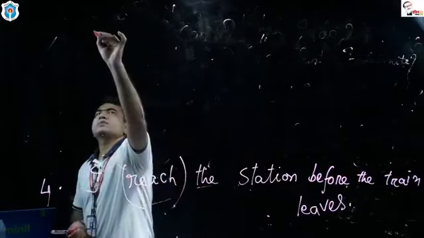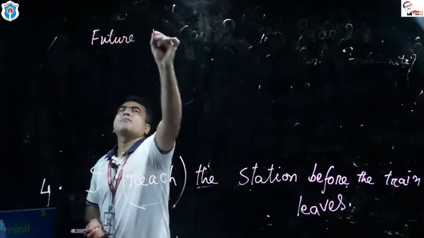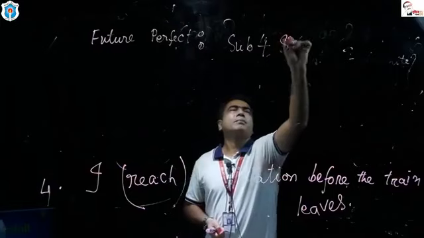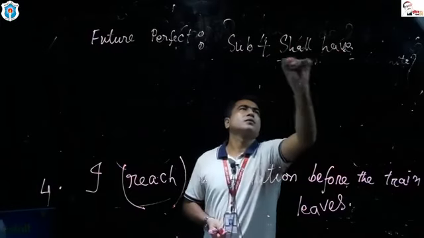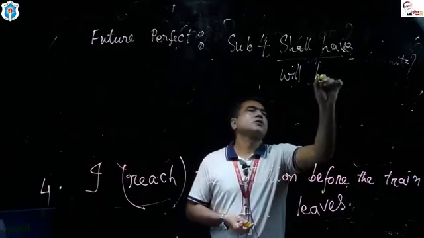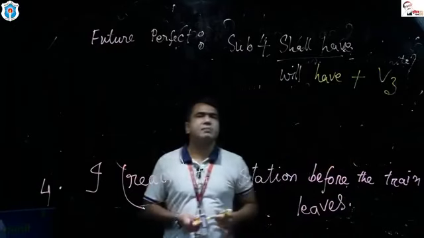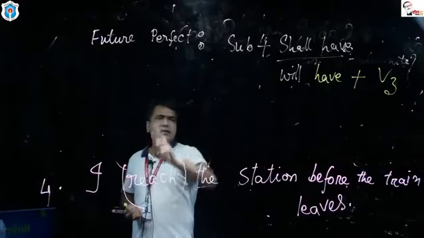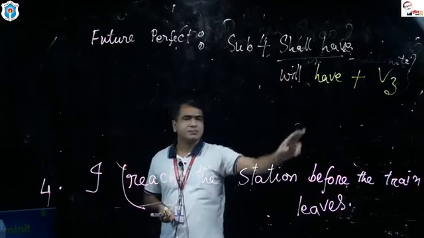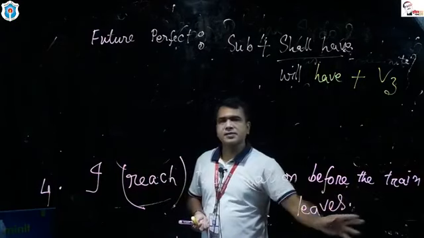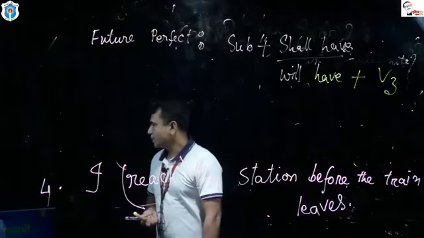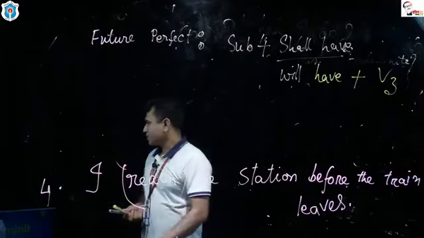Now we will see the structure of future perfect. Subject plus shall have or will have plus V3, that means verb at past participle. If we want to make the future perfect, we should use the following structure: subject plus shall have or will have plus V3. So, if the second sentence after before is present indefinite, the first sentence will be future perfect.